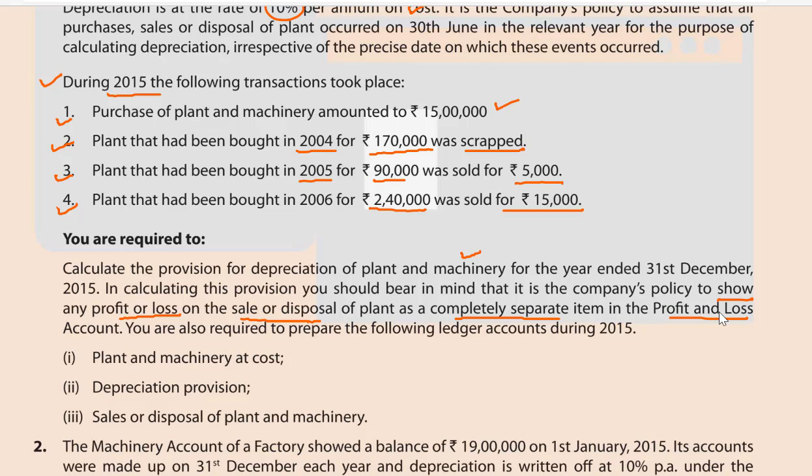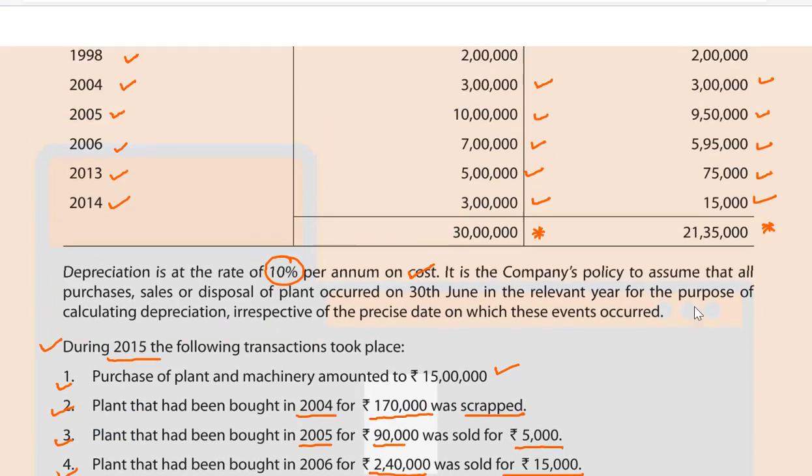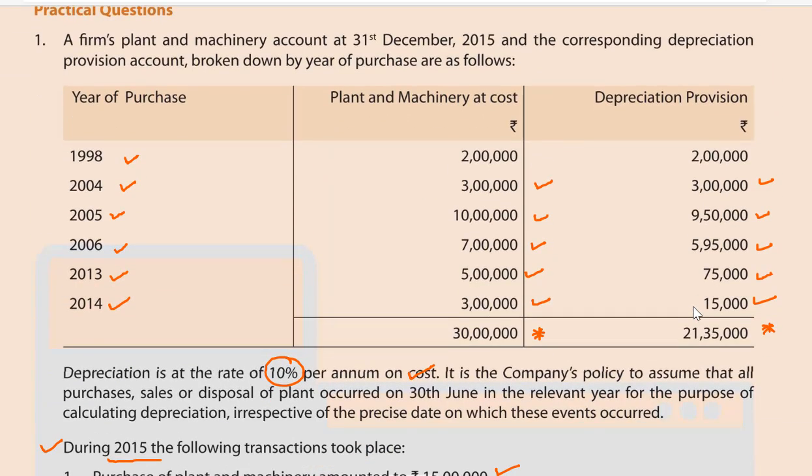You are required to prepare the following ledgers during 2015. First, plant and machinery at cost. Second, depreciation provision. And third, sale or disposal of plant and machinery. These three ledgers we have to make in detail. I believe you understood the question well. Kindly refer to the question once again.